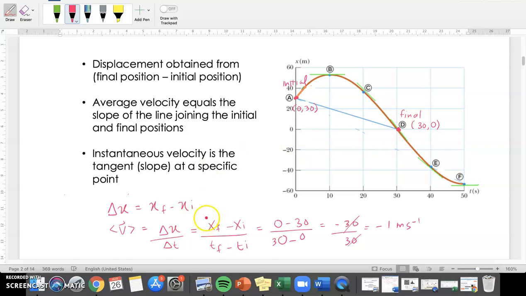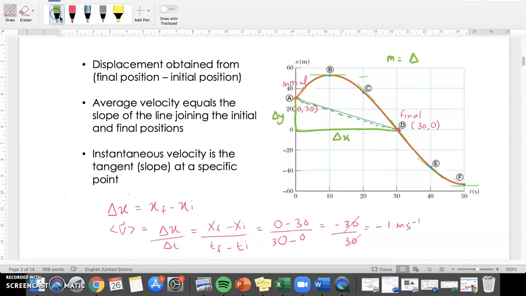This is using the equation. What if I wanted to use this graph instead to calculate it? Okay, so first of all, we draw a line. Let's use green. We draw a line to connect the two positions, the final and the initial. And then I draw a triangle. I know I'm going to mess this up, so forgive me. So we have delta y and delta x. I already drew the triangle, and this is delta y and this is delta x.